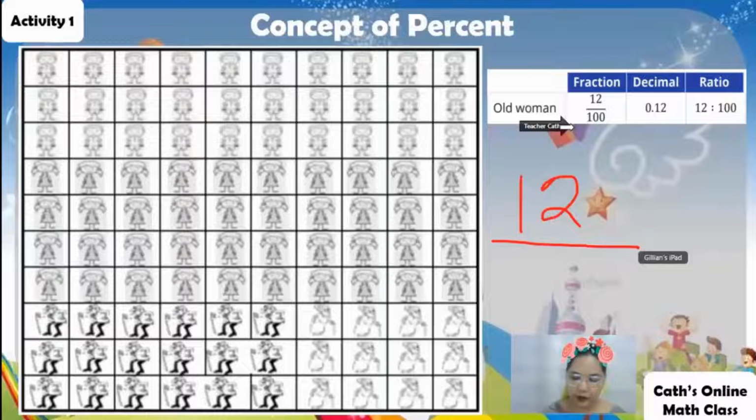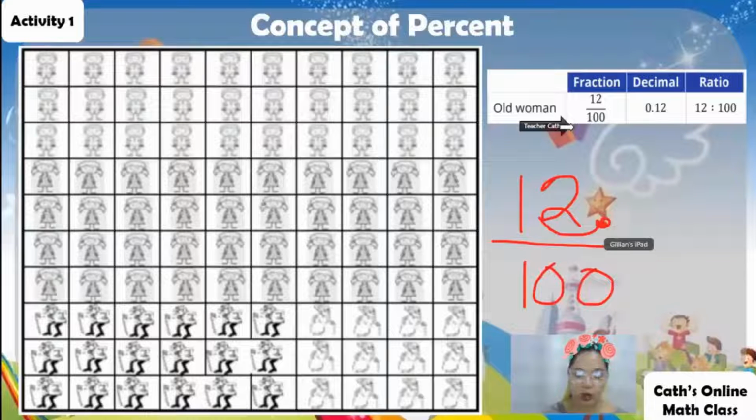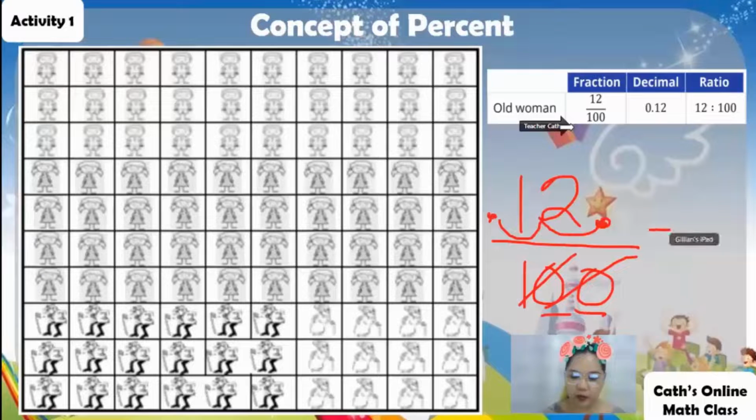Okay, so this is 12 over 100, and the decimal point is here because this will be a whole number. Let's move it to the left. 1, 2. Now, why did we move it to the left twice? Because there are 2 zeros. So these 2 zeros will be taken out and the decimal point will be here. Now, 0.12 over 1 will be equal to 0.12. And that is how you convert it to decimal.